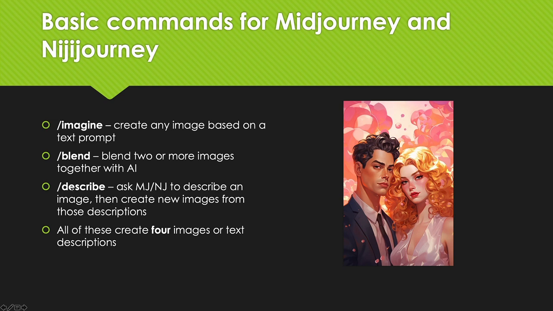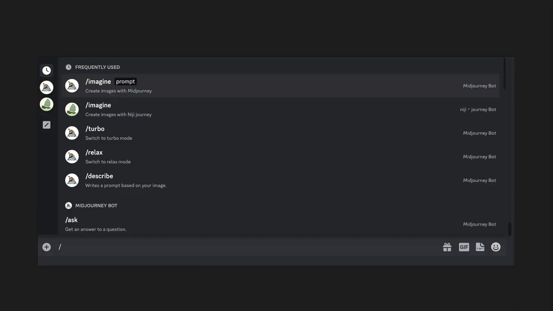And describe, you can upload an image and then ask Midjourney to describe it, and then you can create new images based on its descriptions. And all of these create 4 images. Imagine and blend create 4 images, and describe creates 4 text descriptions.